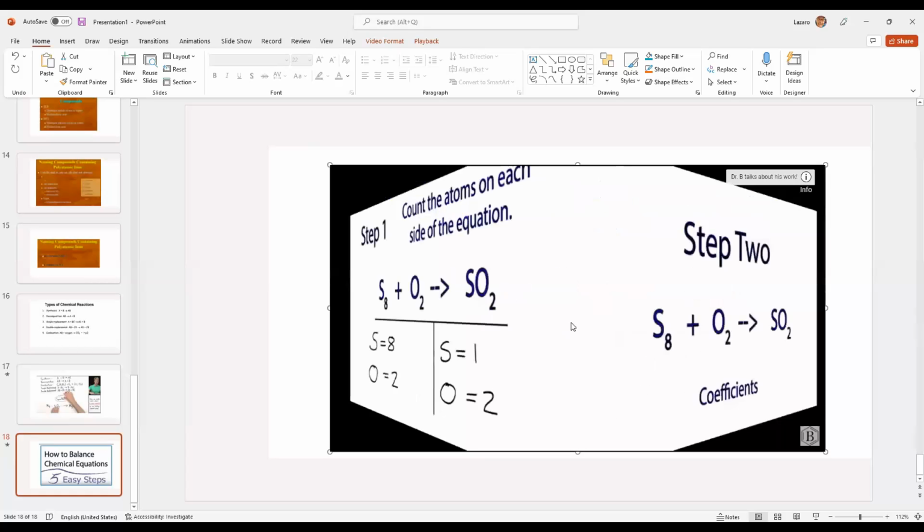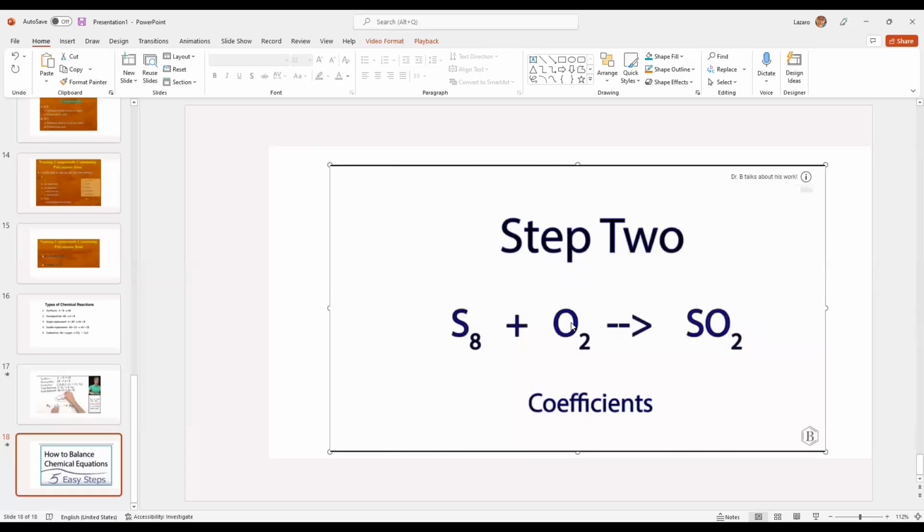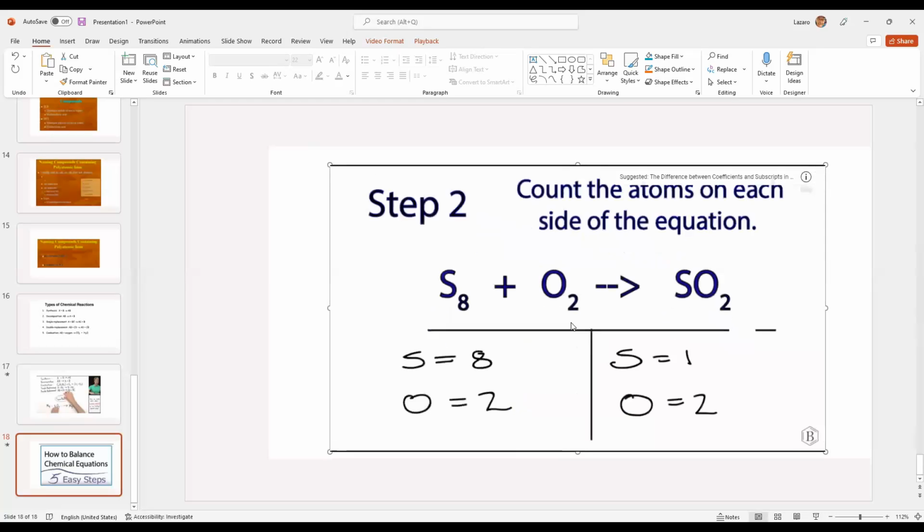The big rule for balancing equations is that we can only change the coefficients. Those are the numbers in front of the atom. The numbers after the atom, the subscript, cannot be changed. So let's balance this equation by changing the coefficients. If there's no coefficient written, we assume that it's 1. So right now there's a 1 in front of each of these terms.